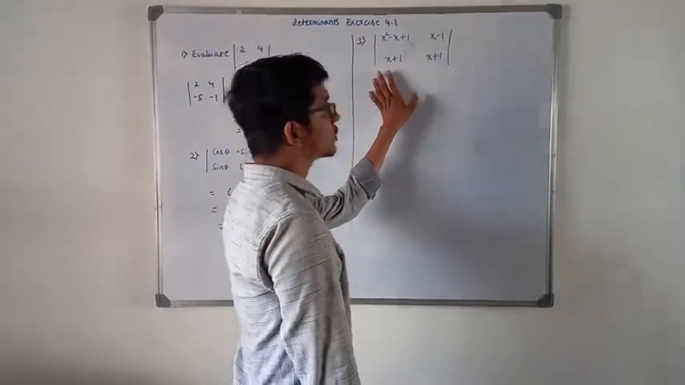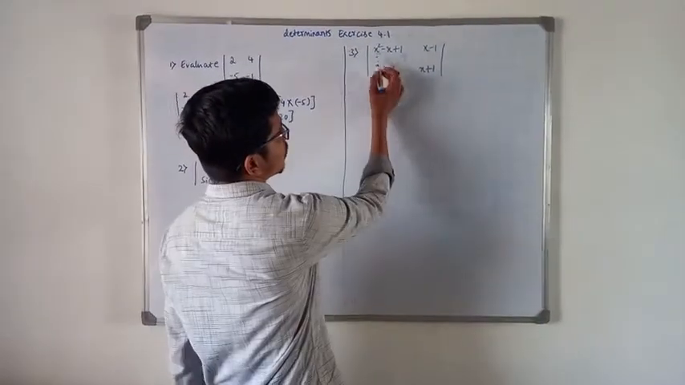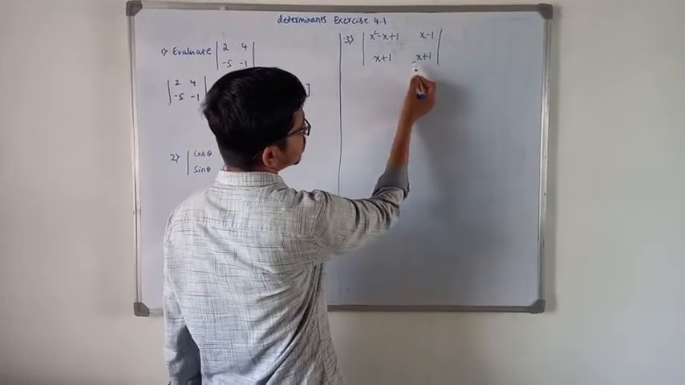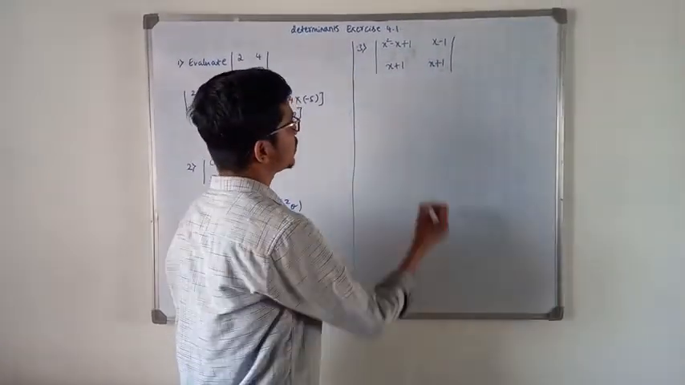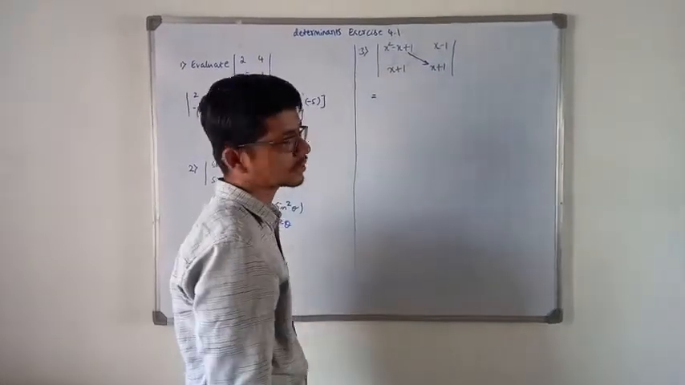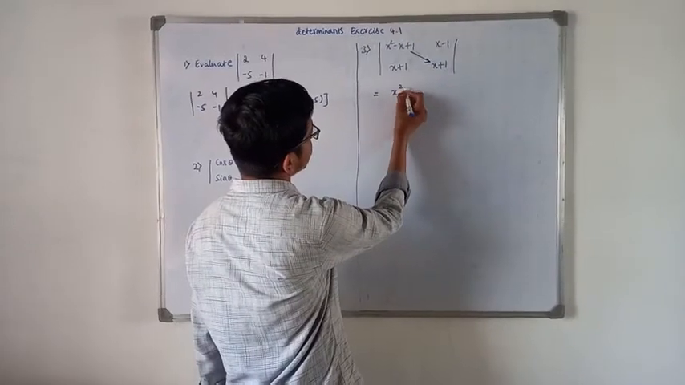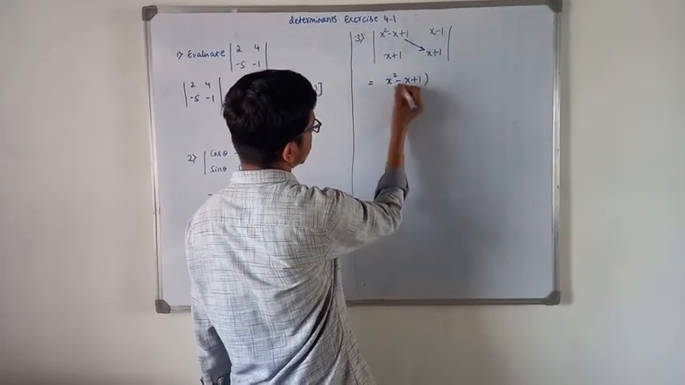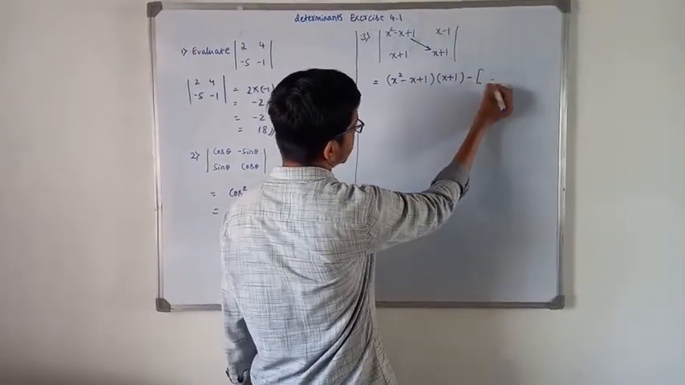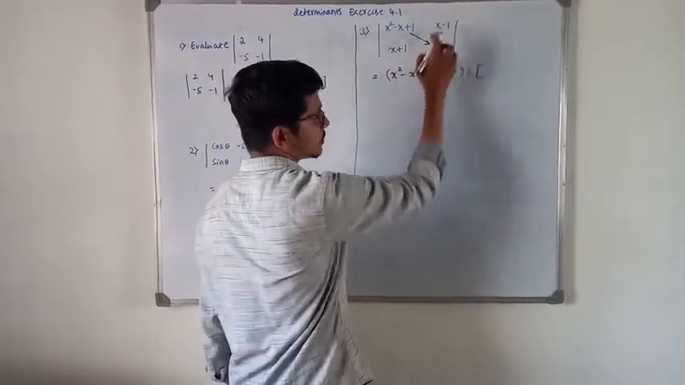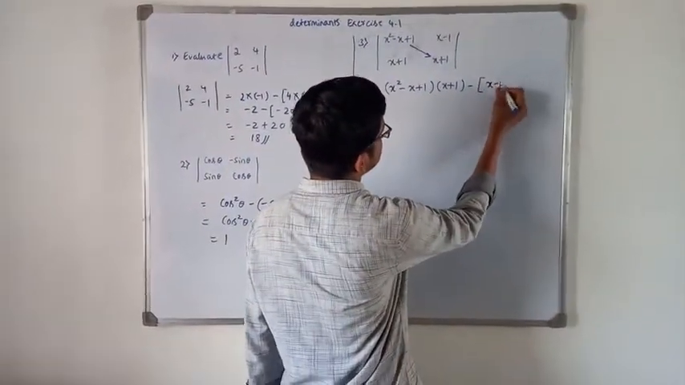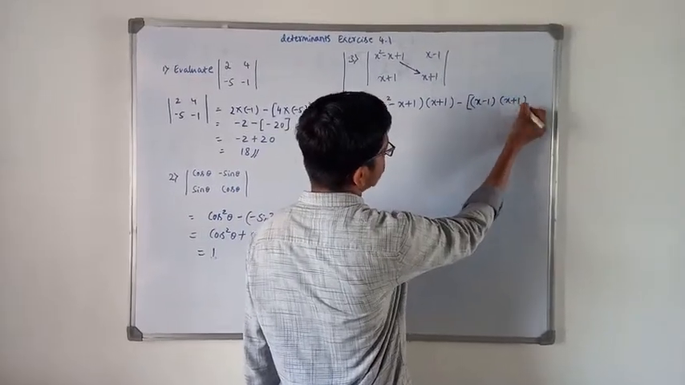The third problem is given as x square minus x plus 1, x minus 1, x plus 1, x plus 1. The determinant is calculated as, we can cross multiply this and this term first. That is x square minus x plus 1 into x plus 1, followed by minus sign into x plus 1 into x minus 1, that is a plus b into a minus b. I will write x minus 1 into x plus 1.